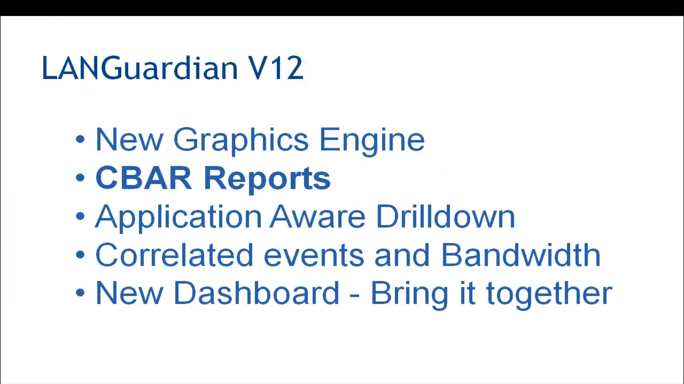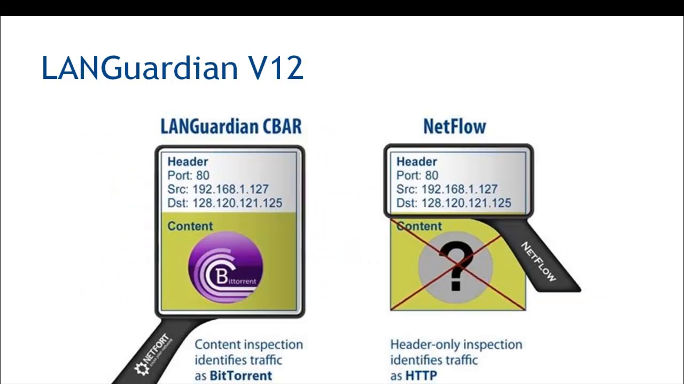Now let's look at a new feature that we're calling Content-Based Application Recognition, or CBAR for short. CBAR is a technology that uses deep packet inspection for identifying and classifying the applications that are used in your network. Traditionally, traffic bandwidth has been reported using the well-known server port numbers, say port 80 is used for web, port 53 for DNS, and so on.